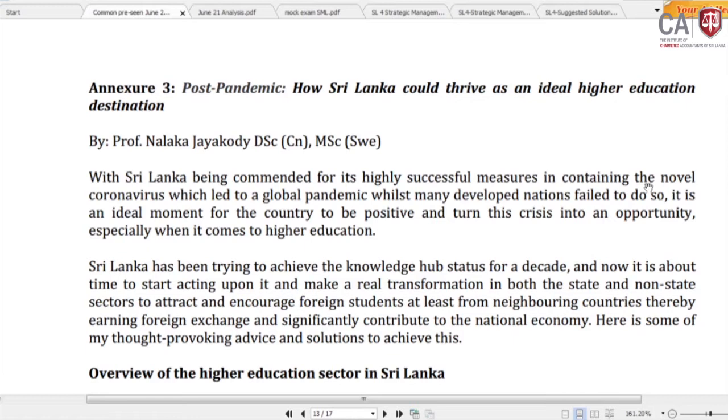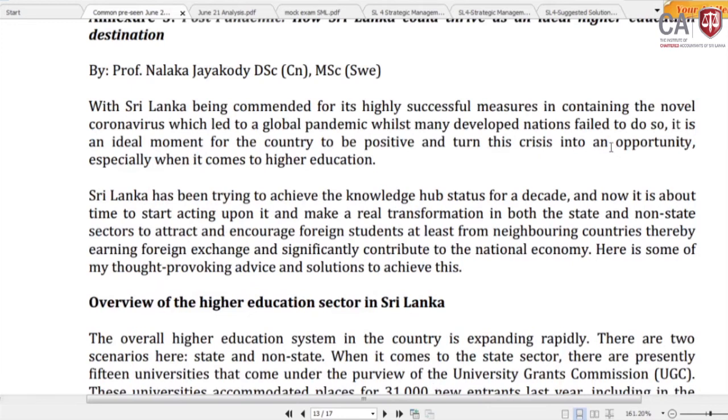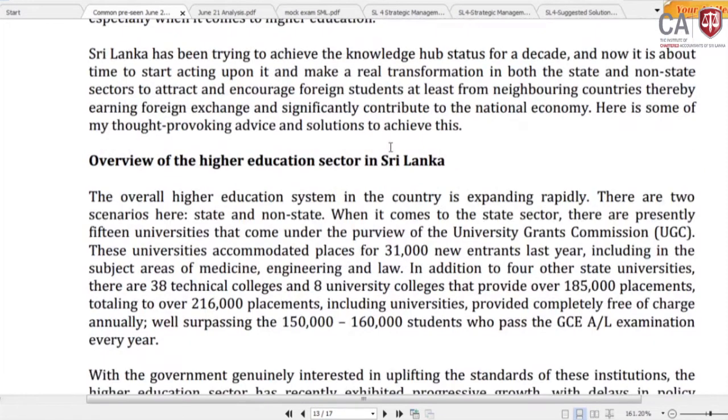Here some of the points are given. It says that Sri Lanka has dealt well with COVID-19. So that's an opportunity, but that scenario is not applicable now. It has changed. Sri Lanka has tried to achieve knowledge hub status for a decade, and now it is the right time to work on that. What we can do is attract more foreign students, especially targeting neighboring countries, like India for example.